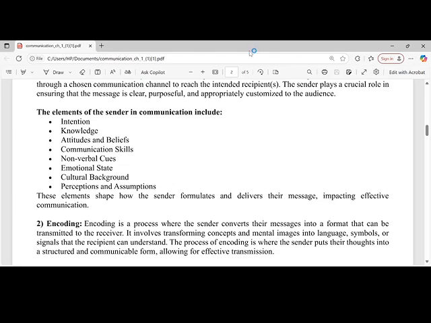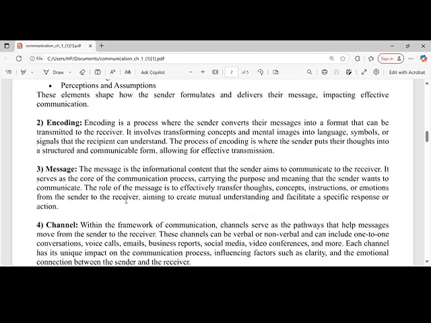Now, what is encoding? Encoding is a process where the sender converts his thoughts and ideas into a message form. The process of encoding is where the sender puts their thought into a structured and communicable form, allowing for effective transmission.